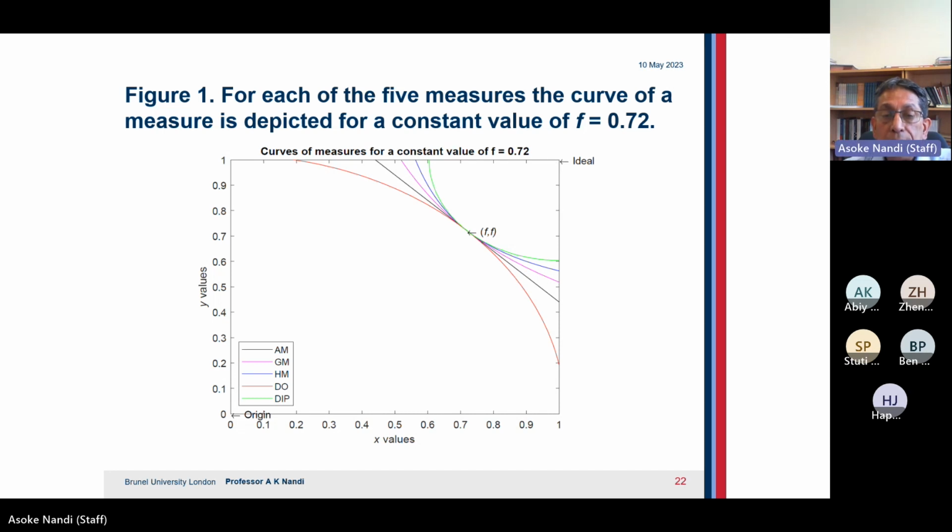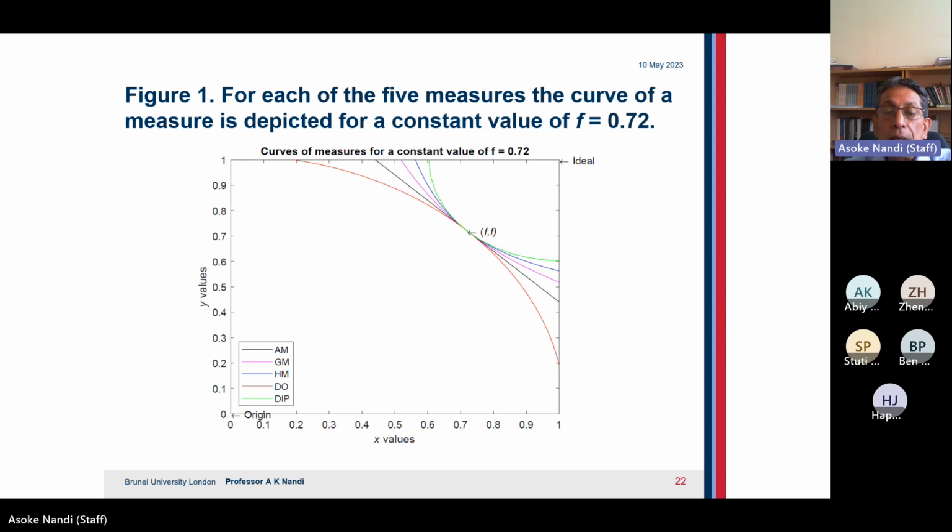So what he's saying is that on the red curve, the value is 0.72. And you see how much space is left, between the red curve and this here. That's the space left. If you take the black one, the arithmetic mean, every point on that line has the same F value, 0.72. So according to the arithmetic mean, 0.72 is here, and see how much space you have left.